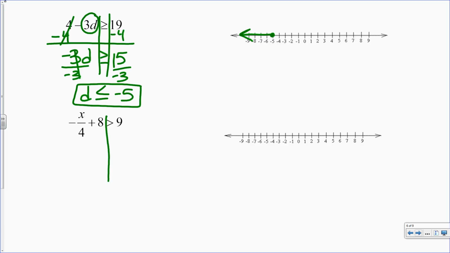Alright, let's look at this next problem. We find the term with the variable, want to leave that alone, so I need to get rid of this plus 8.